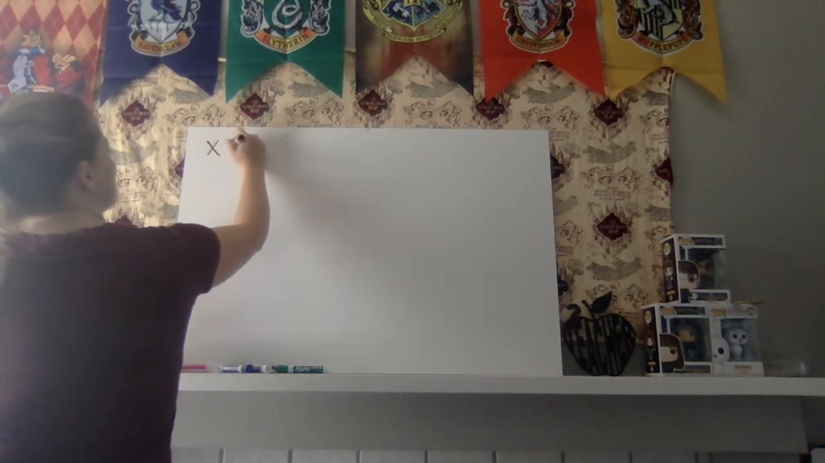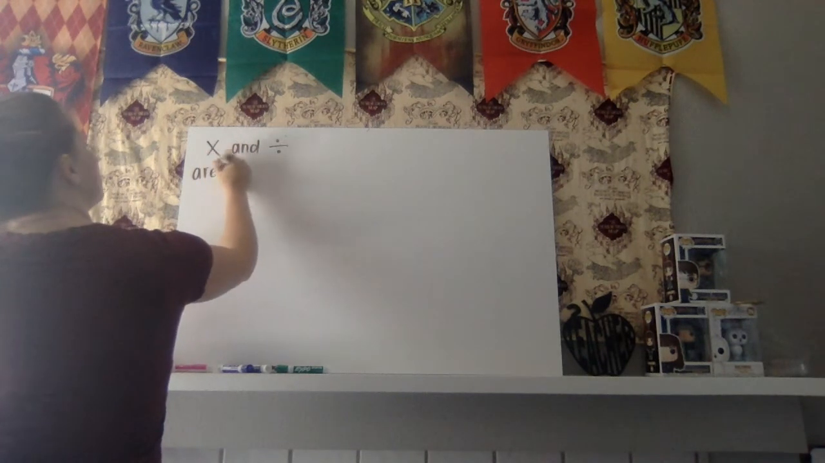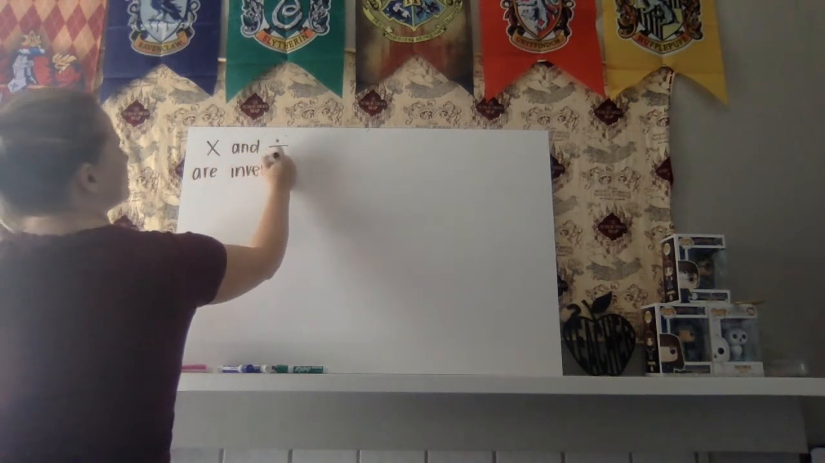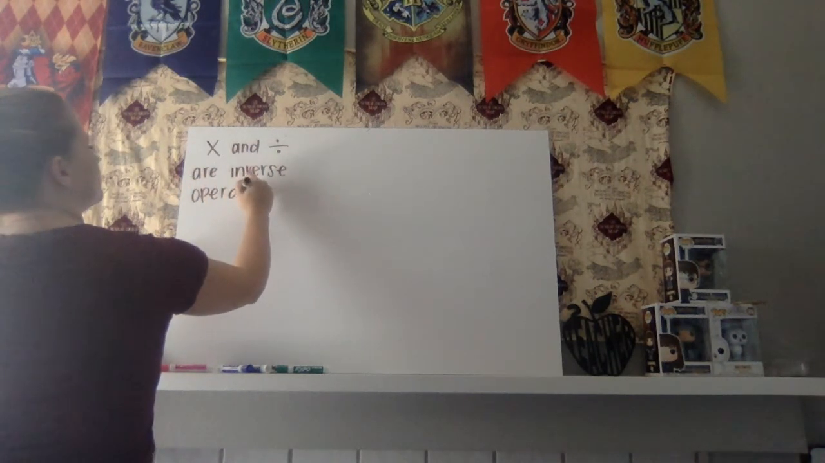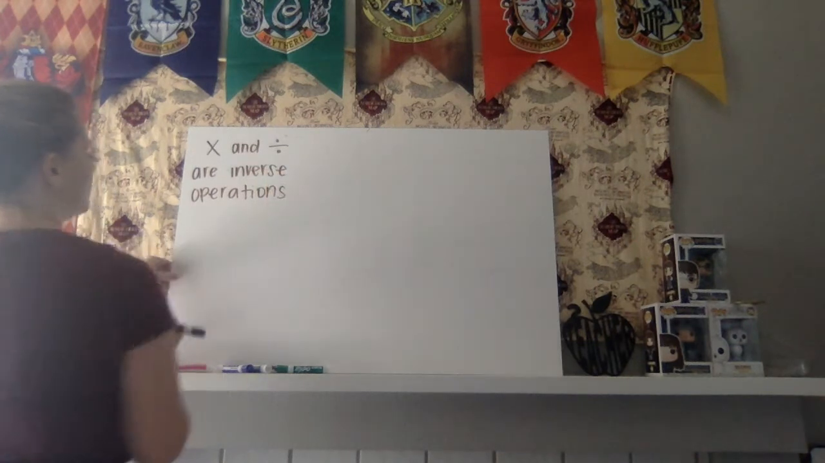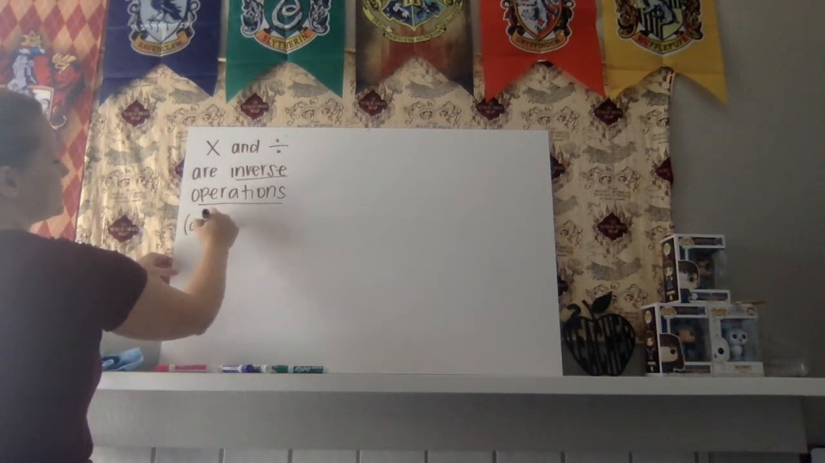So multiplication and division are called inverse operations. What that means is that they are the opposite of each other, basically.